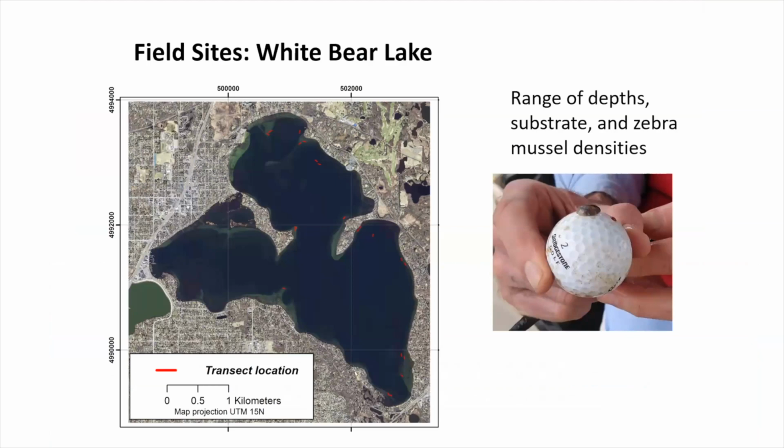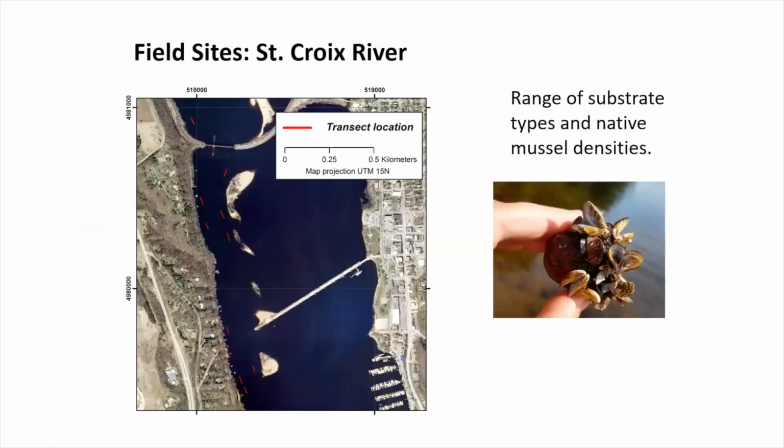Okay, so we had two field sites for phase two, the first being White Bear Lake. We selected White Bear Lake because it was a local water body which had a range of zebra mussel densities, but also a range of substrate types. We were able to get sand, gravel, cobble, and rock within this single water body. And then our second field site was the St. Croix River. We selected the St. Croix River again because we had a range of substrate types, but in this case, we had a range of native mussel densities present in these different substrate types.